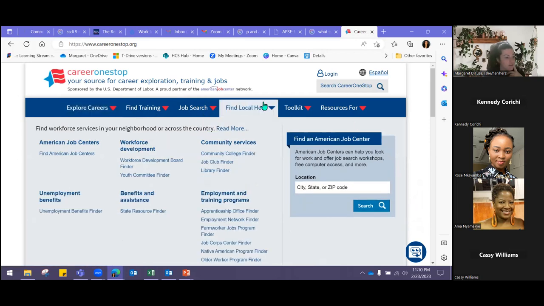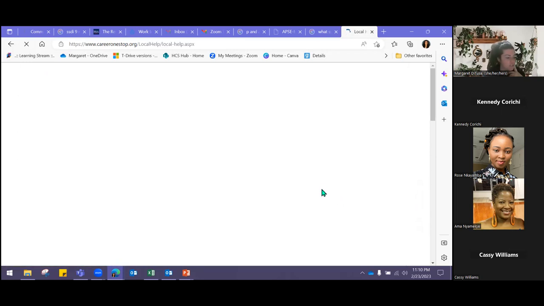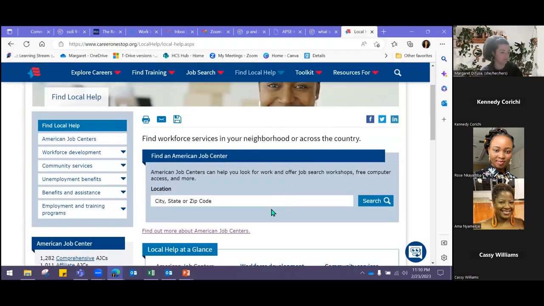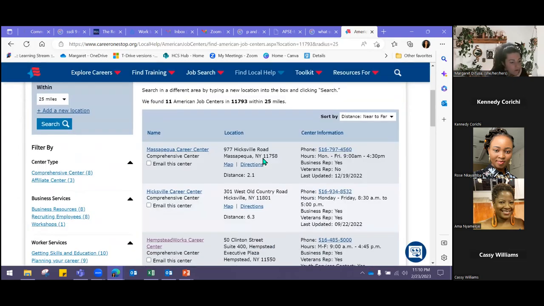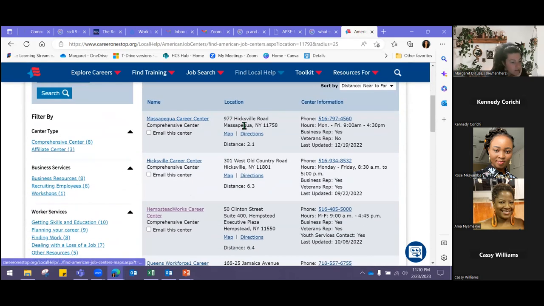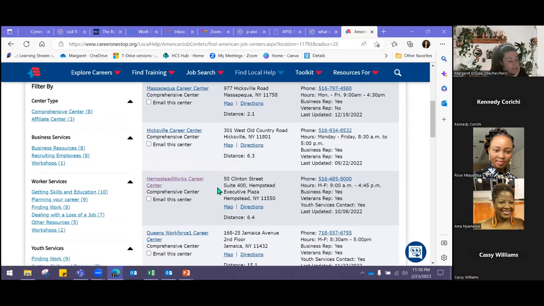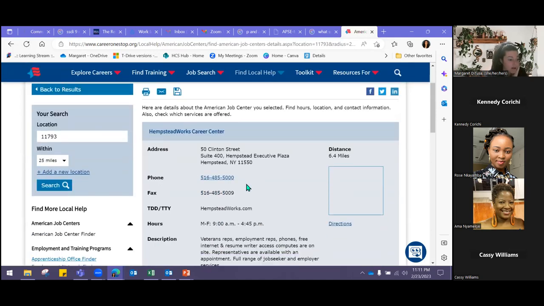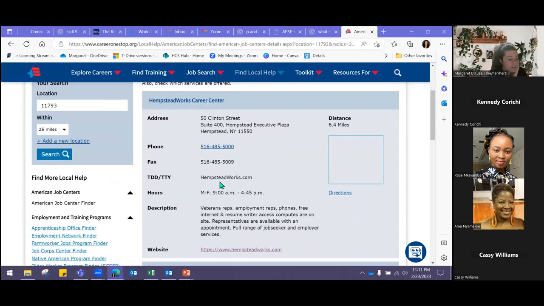But if you want to find local help, click on it. I'm going to do just mine. And it's going to tell me all of the closest American Job Centers near me, right? And they're all created equal, but they're also, you know, not. Like some websites are way better than others. I remember this one's website used to be horrible and it's better. So it gives me all this information.